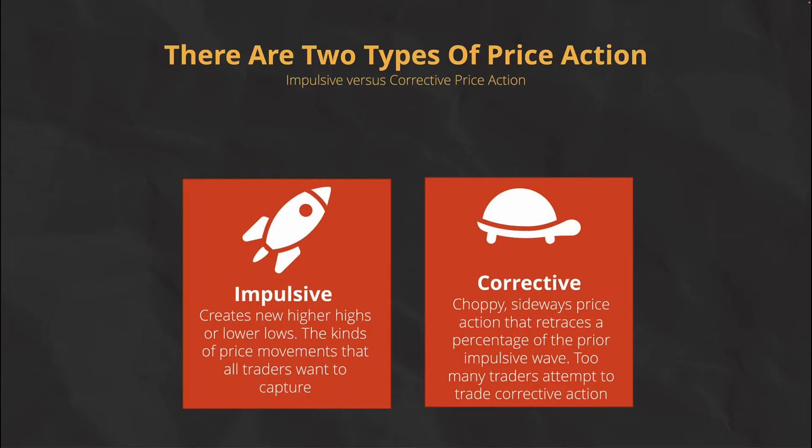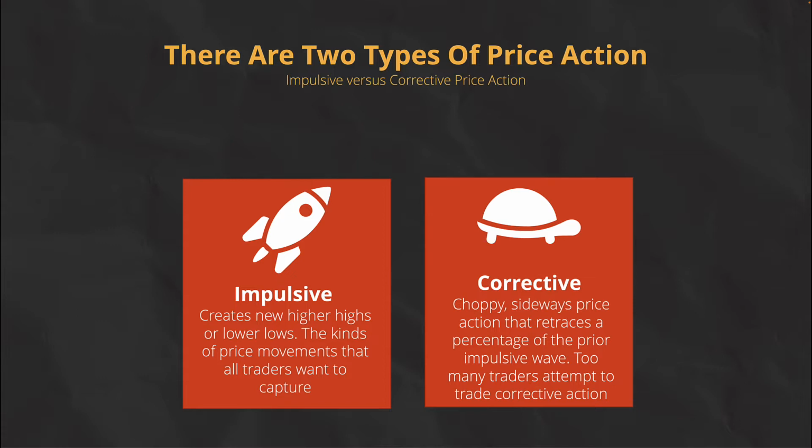Alright, so last week we went over the characteristics of impulsive price action. And just as a quick refresher, there are two categories of price action, which makes market analysis a lot easier once you can wrap your head around this concept. So we have impulsive price action and corrective price action, and last week we went over impulsive price action.